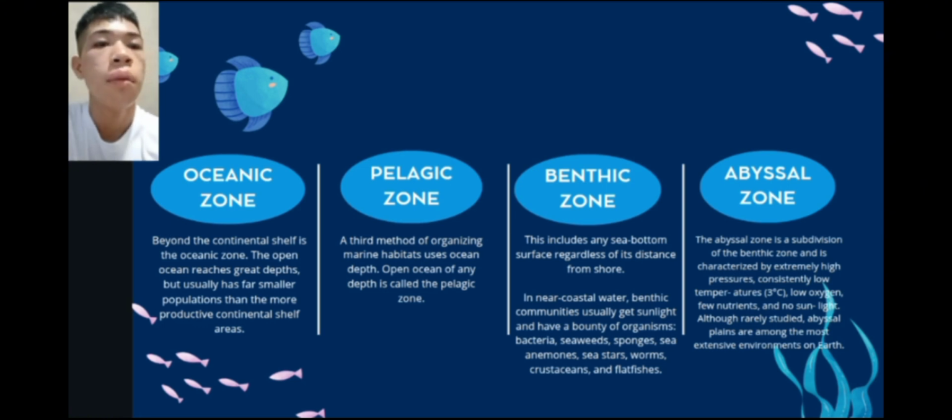Benthic zone. This includes any sea bottom surface regardless of its distance from shore. So it has a limitation, because it says regardless of its distance from shore. Animals such as sponges, crabs, and tube worms that attach to, crawl upon, or burrow into the seafloor are part of the benthic zone. In near coastal water, benthic communities usually get sunlight and have a bounty of organisms: bacteria, seaweeds, sponges, sea anemones, sea stars and worms, crustaceans and flatfishes.